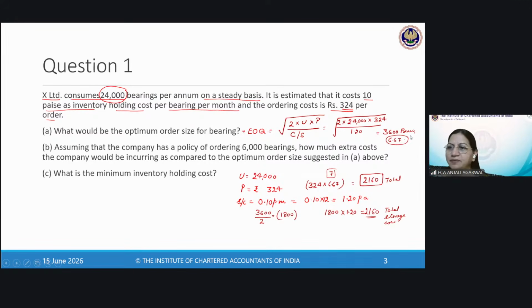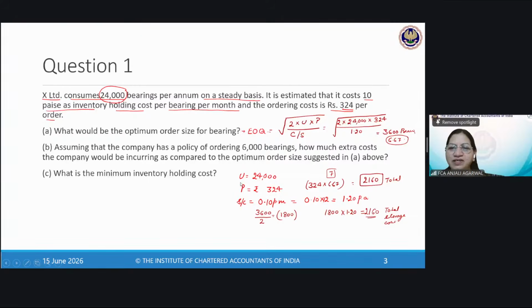So 3600 bearings should be ordered, 6.67 orders, and you can see that placing and storage are exactly equal. Now this is also rounded off to 6.67. So it's coming out to be 2161 something. Yes, Pooja? Ma'am, if it is asked in an MCQ and both options are given, 7 also and 6.67, then what will we do? It's a good question.